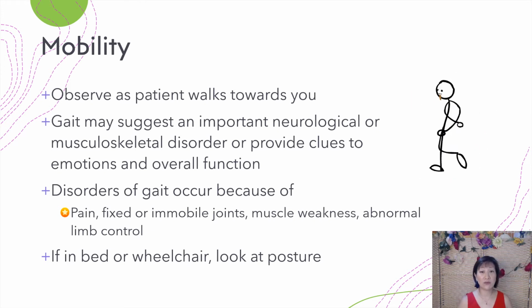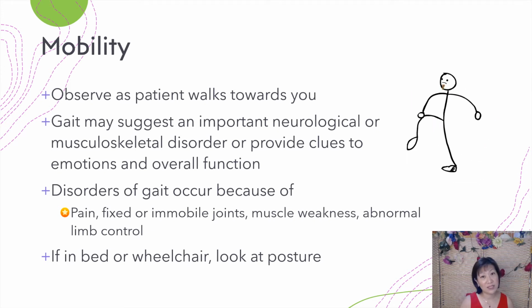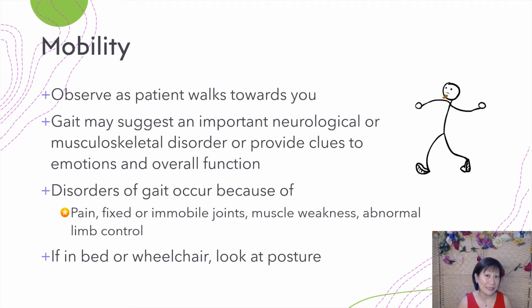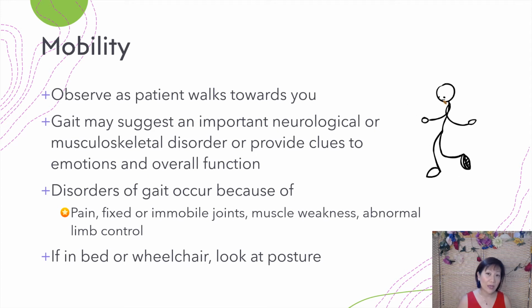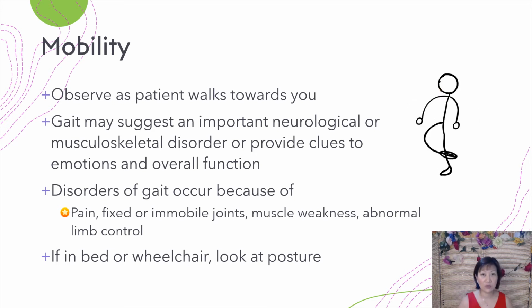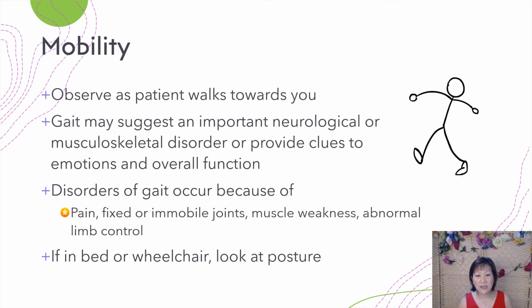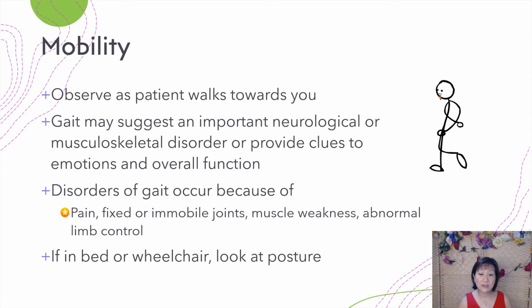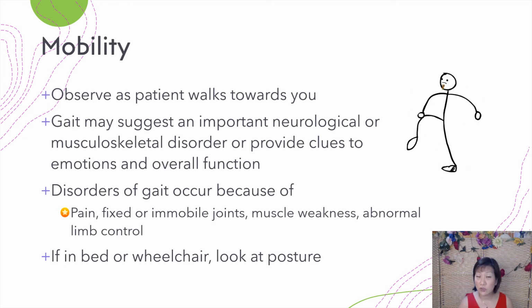Like when someone is really upbeat, they will be coming into the room with a spring in their step. But if they're depressed, you can see that they will be dragging their feet literally, walking slowly, and a very down effect towards how they walk towards you. Whenever there are disorders of gait, they can occur mainly because of pain, any sort of fixed or immobile joints, muscle weakness, or abnormal limb control.